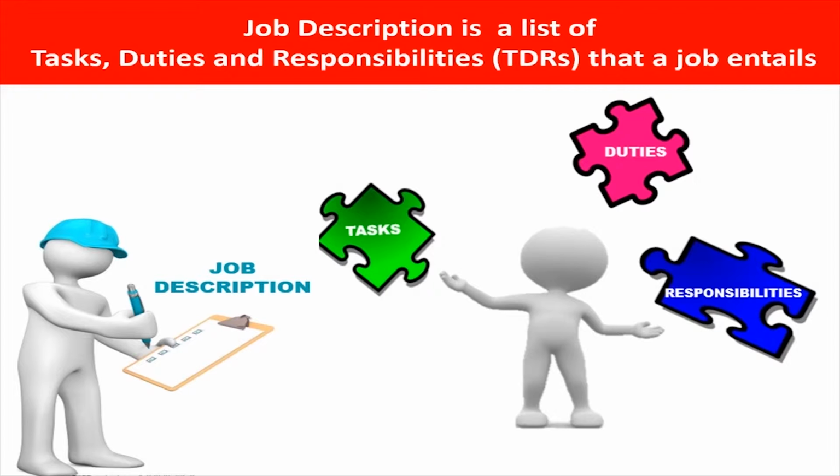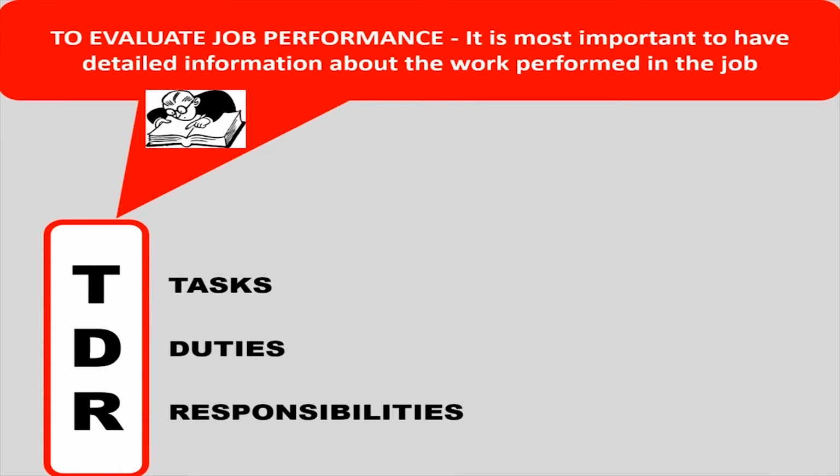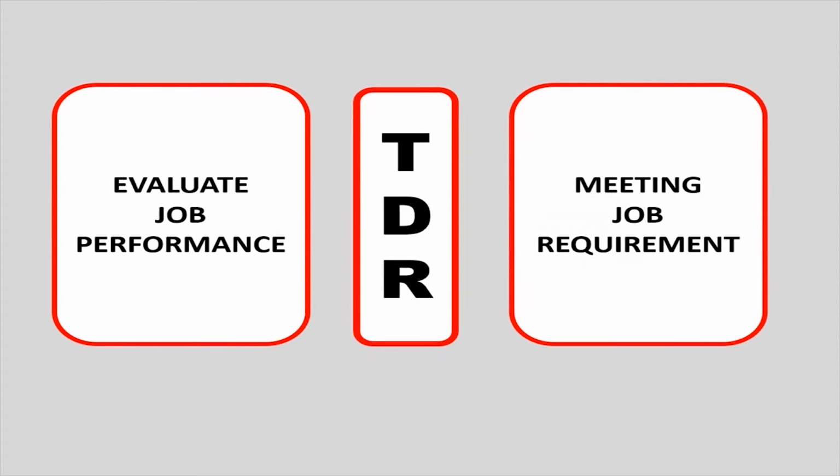job entails. To evaluate job performance, it is most important to have detailed information about the work performed in the job, that is, the TDRs. This information makes it possible to determine how well an individual is meeting each job requirement. Well, TDRs are observable actions.